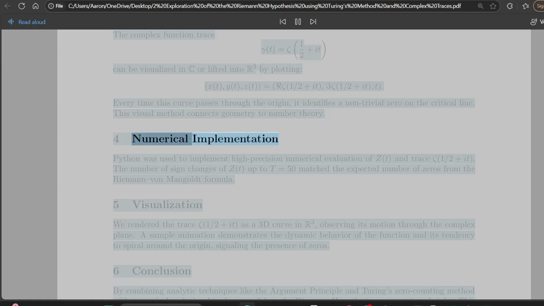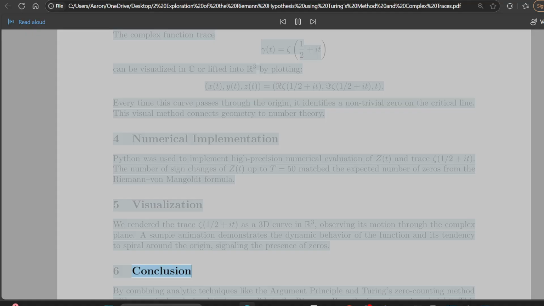Numerical implementation. Python was used to implement high-precision numerical evaluation of Z(t) and the trace zeta(1/2 plus it). The number of sign changes of Z(t) up to t equals 50 matched the expected number of zeros from the Riemann-von Mangoldt formula. Visualization. We rendered the trace zeta(1/2 plus it) as a 3D curve in R3, observing its motion through the complex plane. A sample animation demonstrates the dynamic behavior of the function and its tendency to spiral around the origin, signaling the presence of zeros.